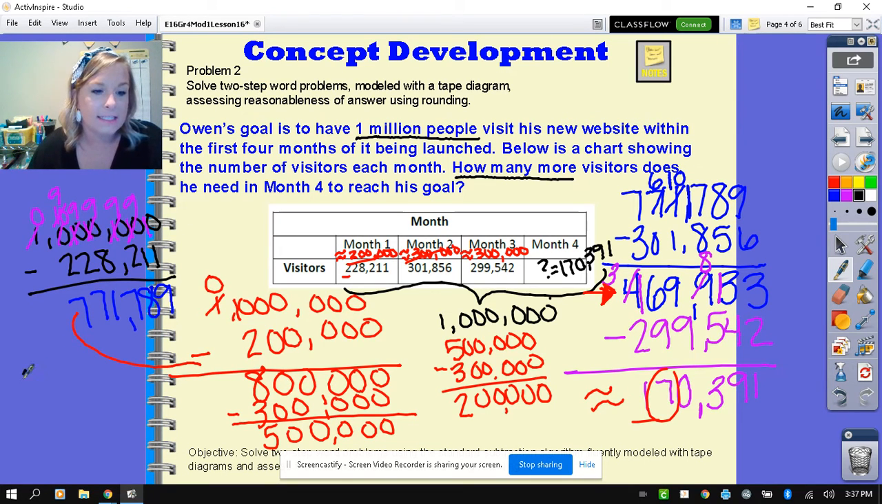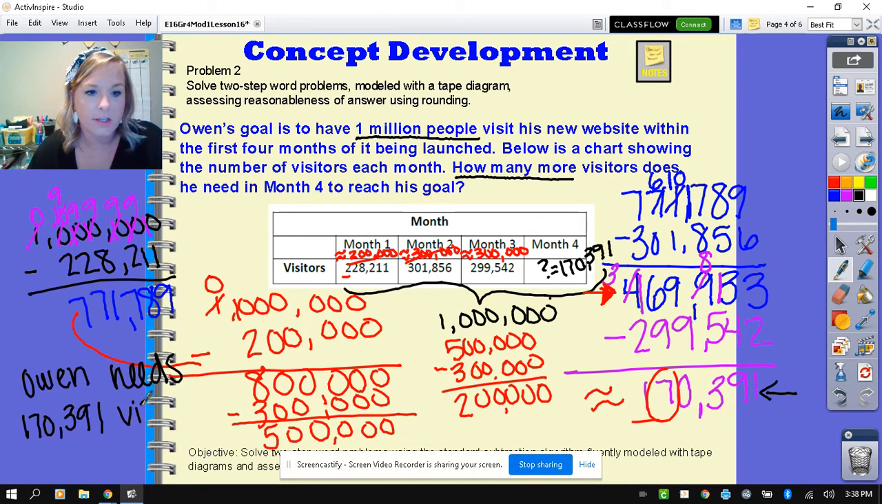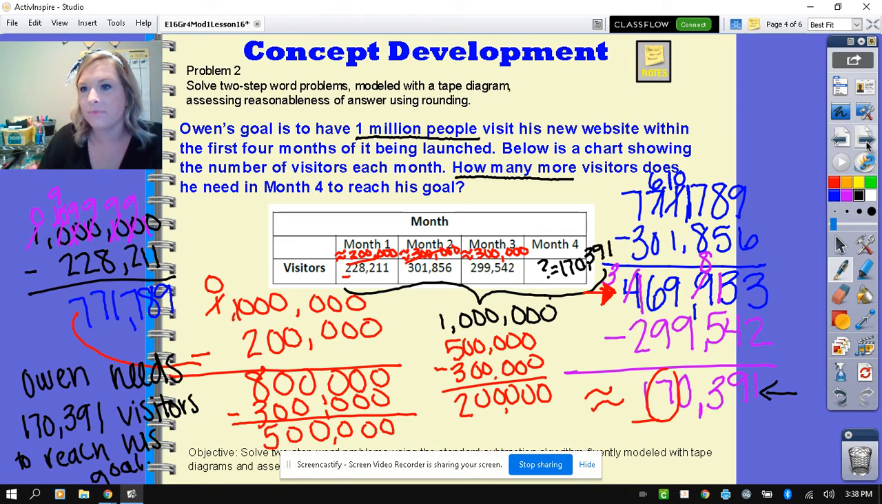Well, Owen needs, and our answer was here, 170,391 visitors to reach his goal. And you also could have said in month 4 to reach his goal. Either way. Okay, so we did all of the problems for problem 2.